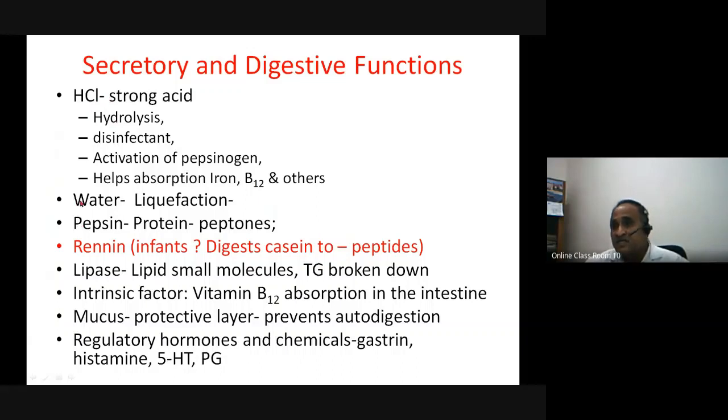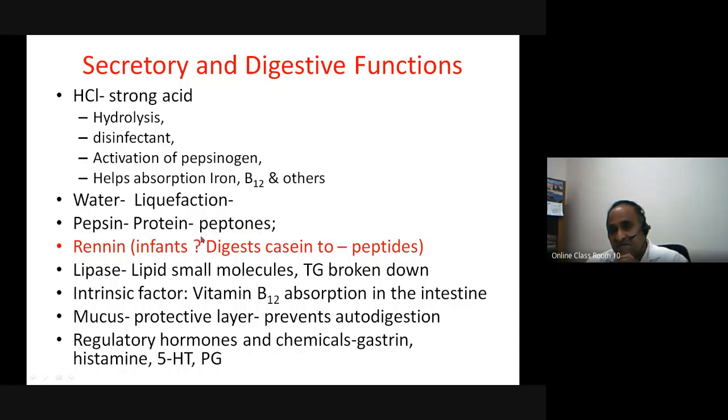Then 99% of the secretion is water. We have about 1.5 liters of gastric secretion. This volume of fluid liquefies the bolus which has come from the esophagus, making it more fluid than before. Then we have the enzyme pepsin, again from pepsinogen, which digests protein to peptones and some peptides. Especially in ruminants, renin is one of the enzymes present to digest milk protein to casein.